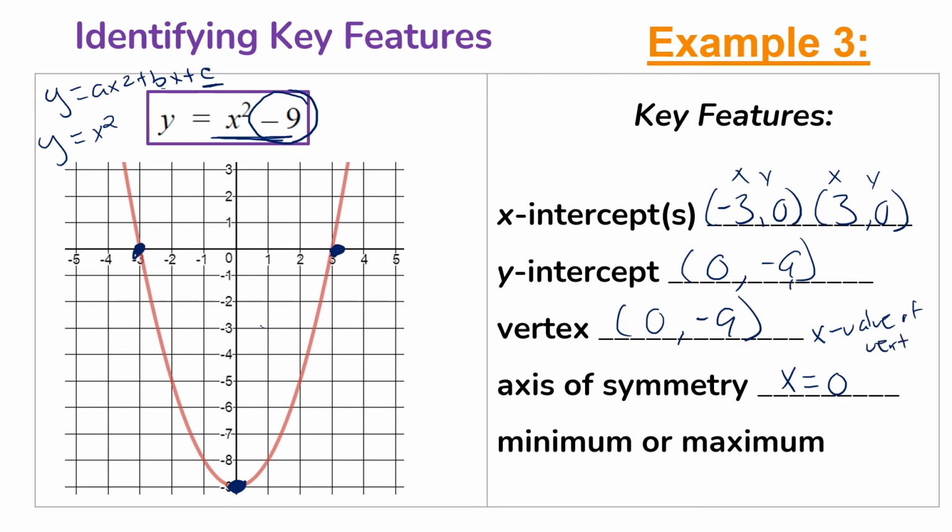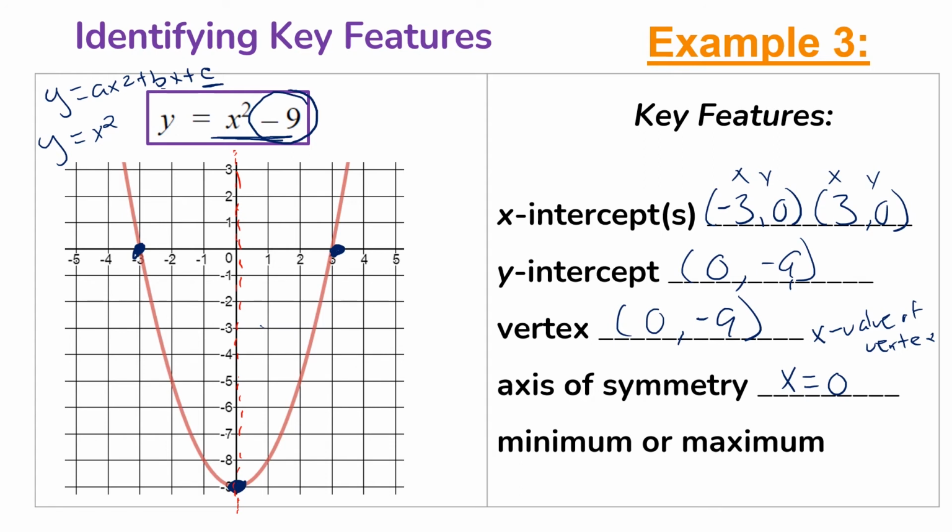Axis of symmetry is the x value of the vertex. And so if we draw a line here, I'm going to try and draw a dotted line, x equals 0. It cuts the graph equally in half. So it's always the x value of your vertex.